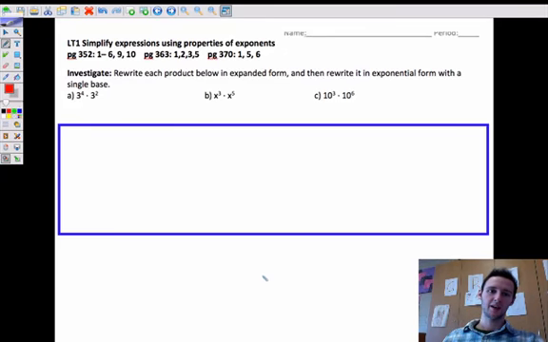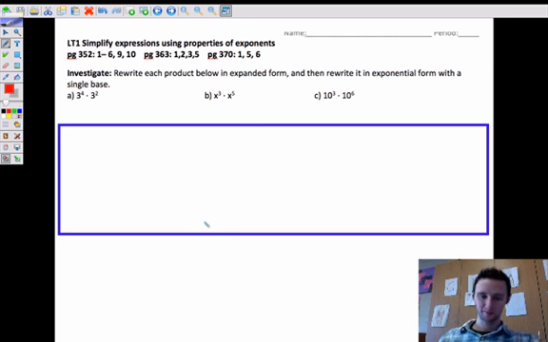LT1 of this unit, simplifying expressions using properties of exponents, is basically just going to go over a ton of different rules for anything with exponents. This video is going to be structured with a short little investigation, then the rule, then practice. Then a little investigation, then rule, and then practice. So it's going to go through all of these different properties of exponents, one by one, and practicing how to use them.